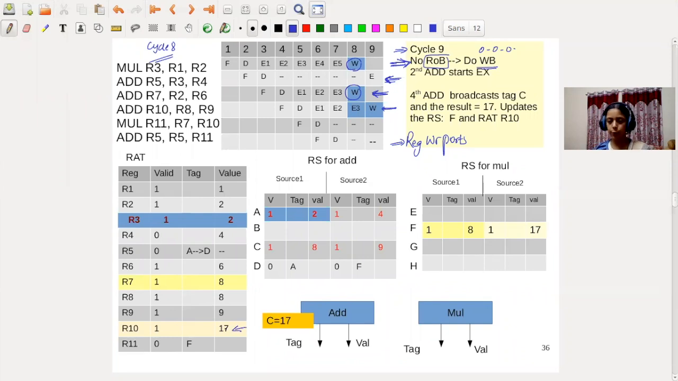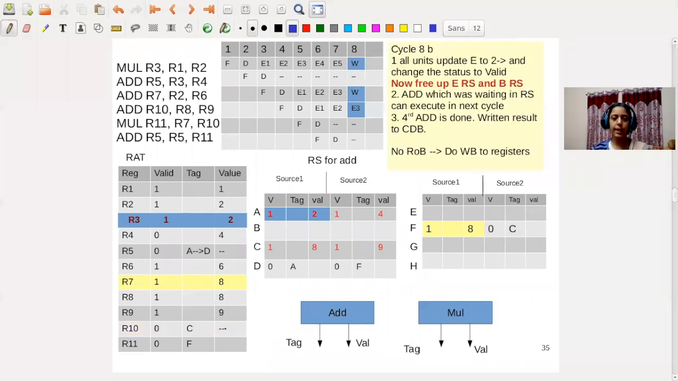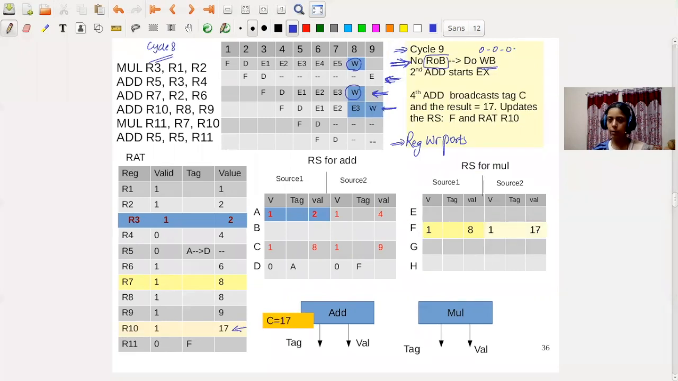This was the one which was containing the value, the tag C. If we go back to the previous slide, this contained the tag C. So now this is going to get the updated value. And similarly, this reservation station was dependent on C. So now that is also updated with the value so that it can go ahead and get issued in the next cycle. So now these are the updates in cycle 9.